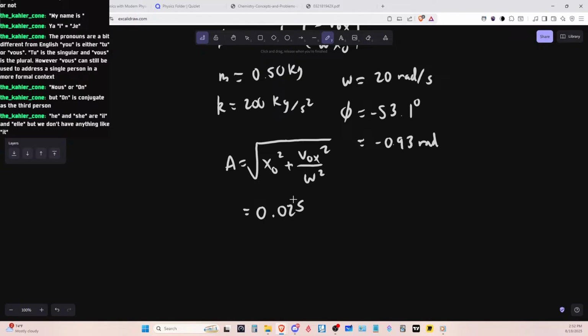He and she are il and elle. But we don't have anything like it. Yeah, because I think your nouns are either feminine or masculine, and I'm guessing you probably use one of those two to define which type of noun it is, since you don't have a particular word for the word it. That's what I'm guessing.